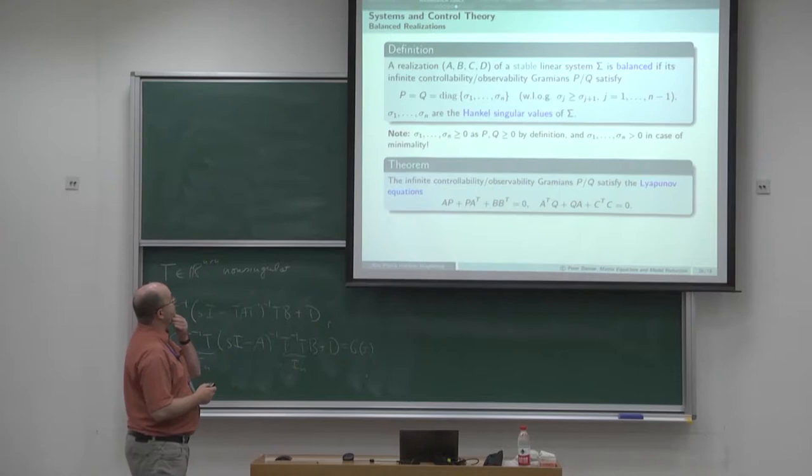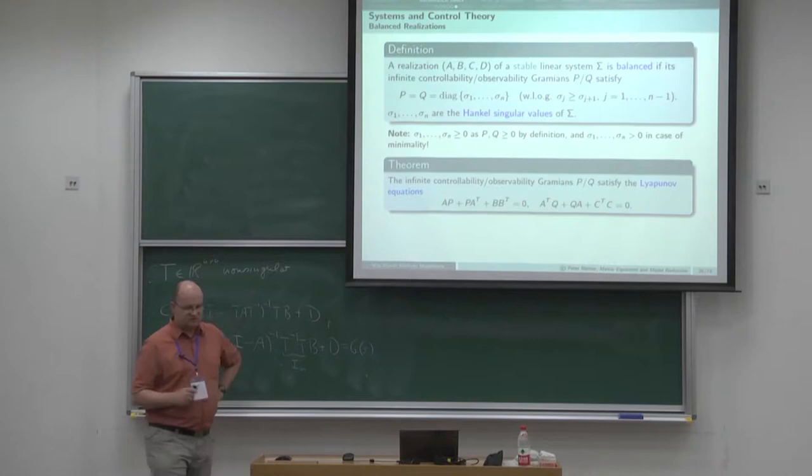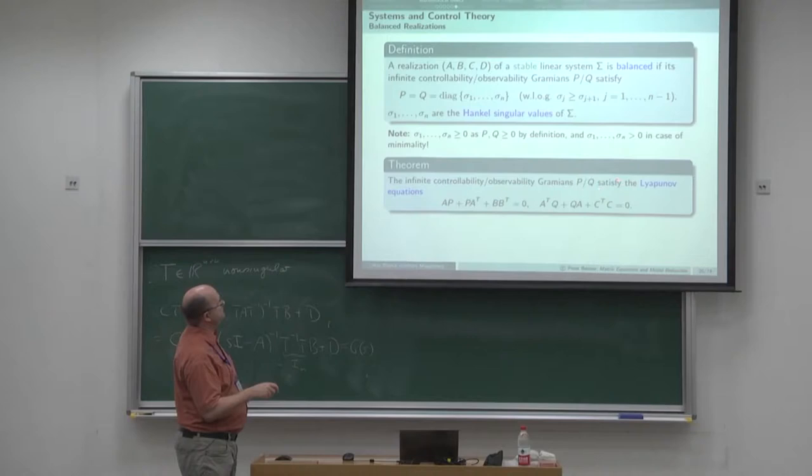And to prove that, we prove another theorem first, which is useful by itself, because it introduces now, for the first time, really matrix equations into the course. Namely, that the infinite controllability and observability gramians P and Q satisfy the Lyapunov equations written down here. A times P plus P times A transpose plus B B transpose equals 0. And, in a way dual to that, the observability Lyapunov equation, A transpose Q plus QA plus C transpose C equals 0.